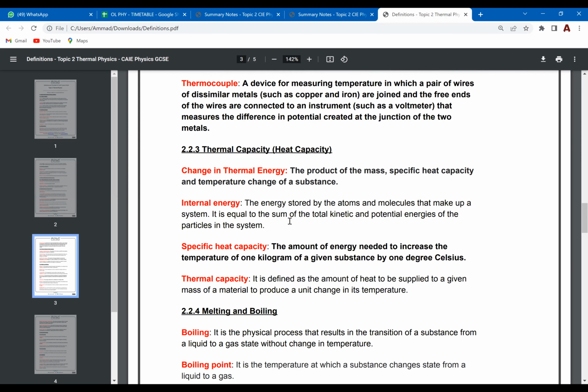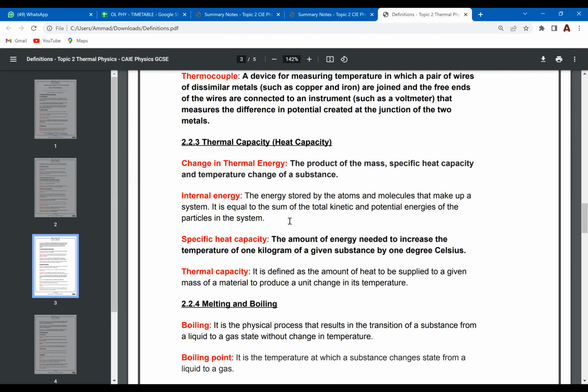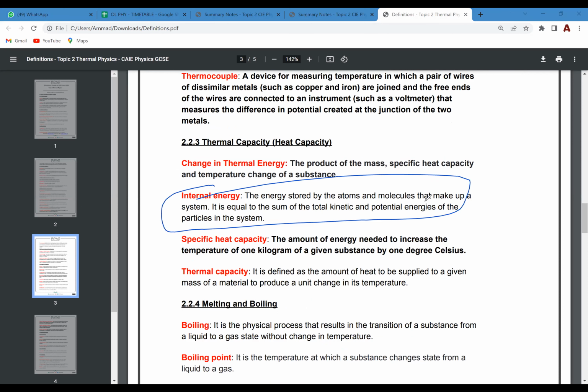internal energy. Internal energy is basically the energy stored by the atoms and molecules that make up a system. It is equal to the sum of the total kinetic and potential energies of the particles in the system. Yeah. वही जो हम बात कर रहे थे, kinetic plus potential energies.